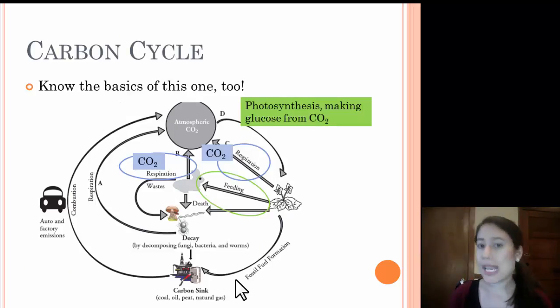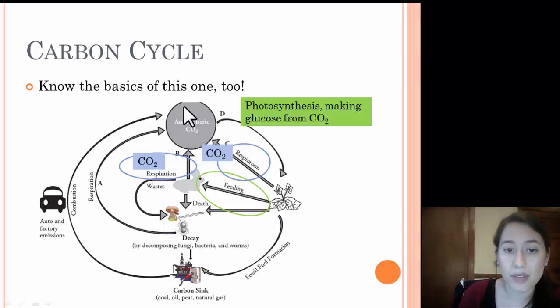Moving on to carbon. You gotta know the basics of this one too. I've tried to add a little bit of color to this to help clarify what I think is the most confusing part of the carbon cycle. So once again, remember with carbon that we're talking really about glucose. So here up in the atmosphere, we have carbon dioxide, CO2.